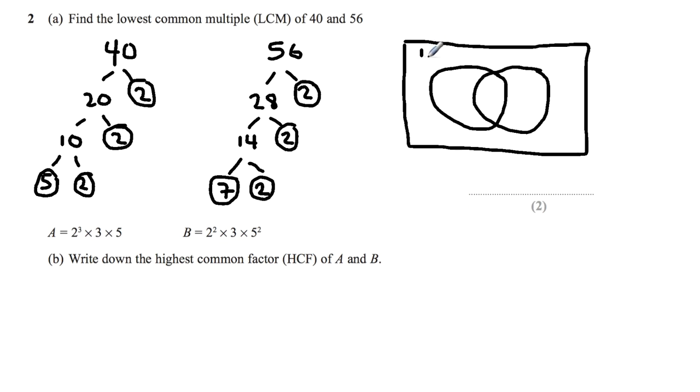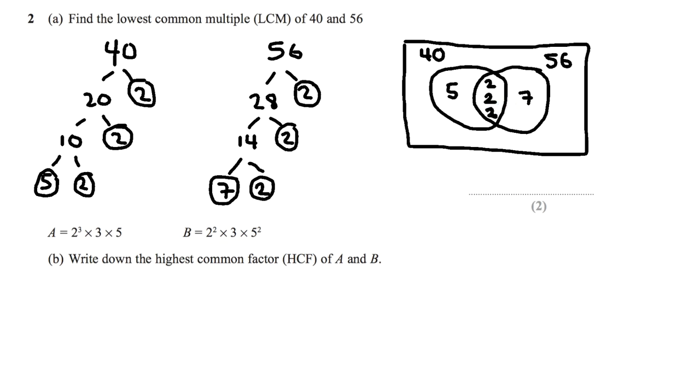So we have 40 and 56. The common prime factors go in the middle. So the common prime factors are 2, 2, and 2. So there's 3 2's go in the middle. So the first 2 here, second 2 here, and the last 2 here. 5 goes over here, and 7 goes over here.